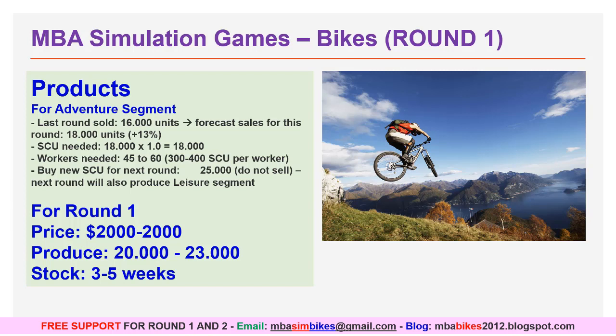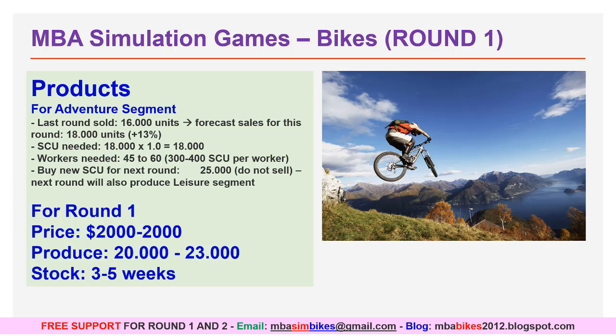And workers we need about 45 to 60, because for every 300 to 400 SCU we need a worker to operate. And we should buy new SCU for next round 25,000. We have 25,000 now, so our strategy is long term. We do not sell the capacity. We add more capacity, or this round we can maintain that. So next round we will have enough capacity to produce leisure segment.